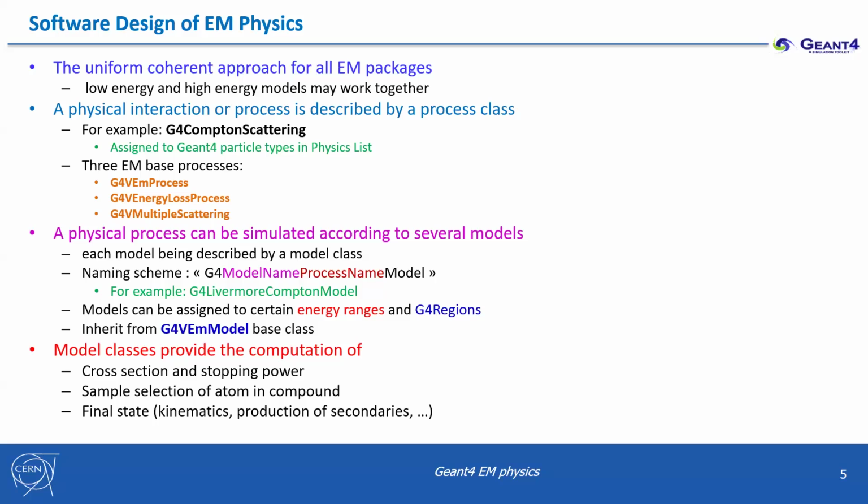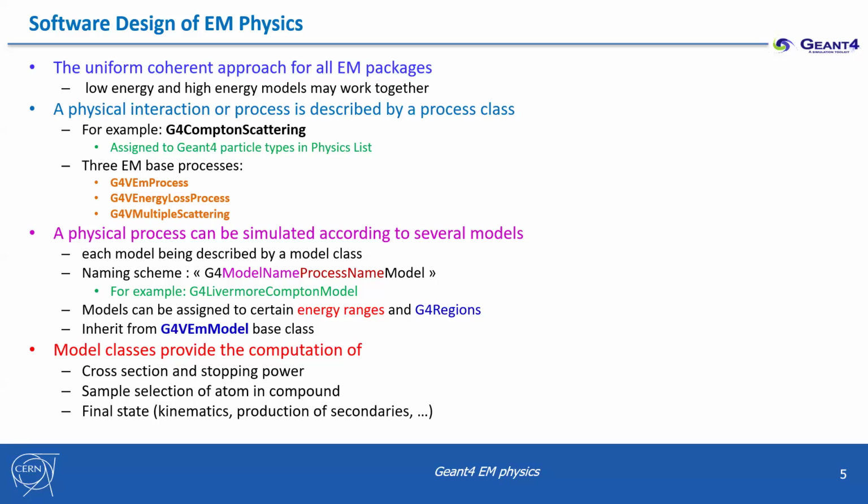There are three base classes: G4VEmProcess, G4VEnergyLossProcess, G4VMultipleScattering, and all other processes from electromagnetic library inherit from these three. These three classes are responsible for interaction with the kernel and take actions which are common to all electromagnetic processes.